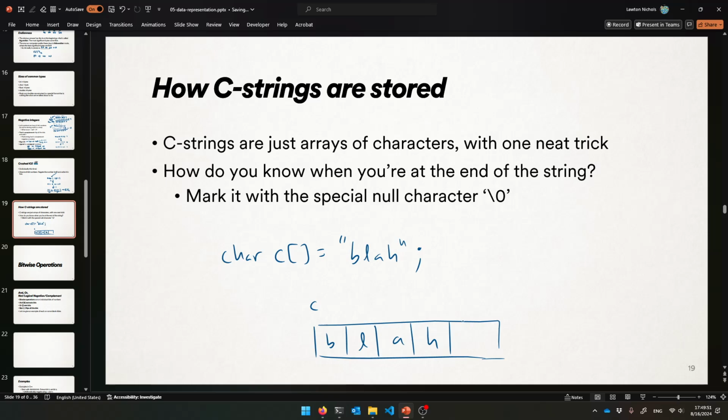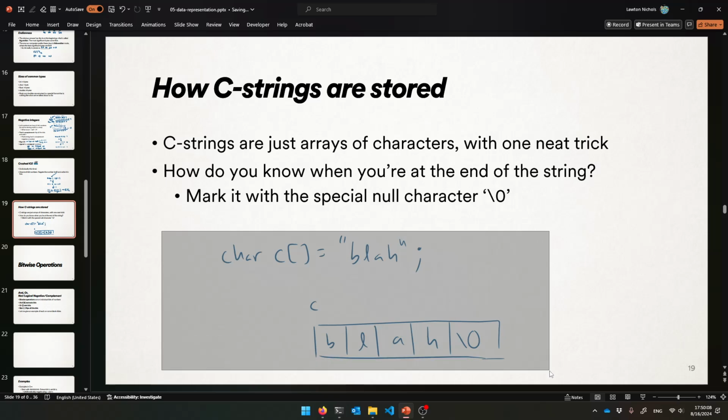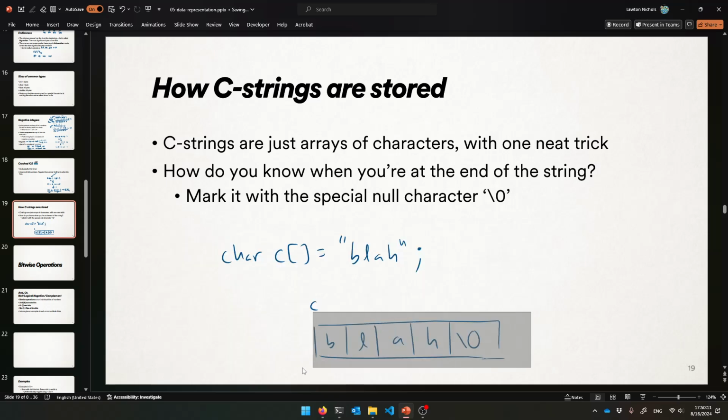And then, though, no arrays in C++ or C know their size. So C strings need to mark the end of the array because they don't know their size. And so you have this special null terminator character. That's how you know when you're at the end of your C string. Okay? So this will be important later, but it kind of ties into what we're doing here because each of these takes up a single byte.